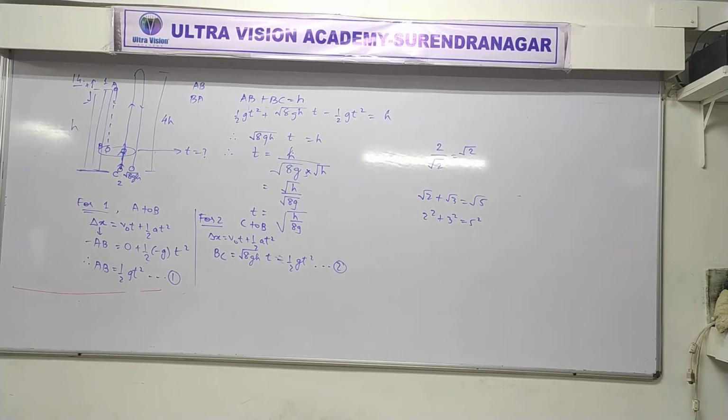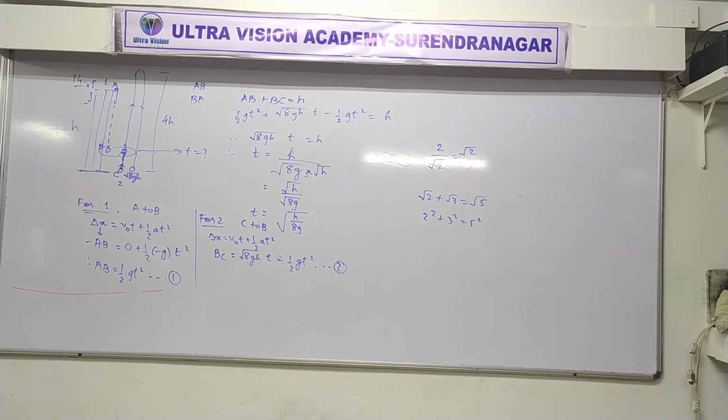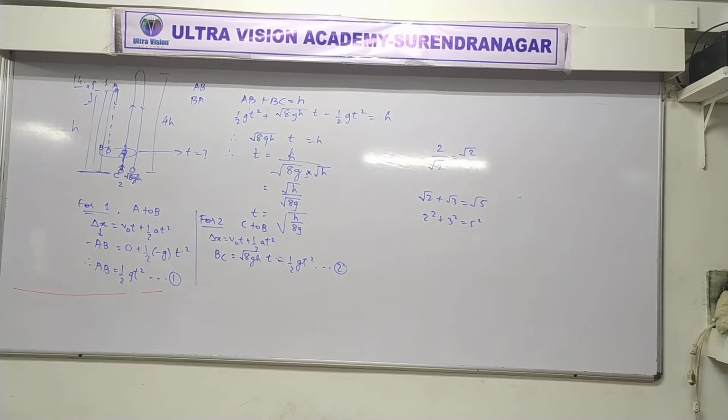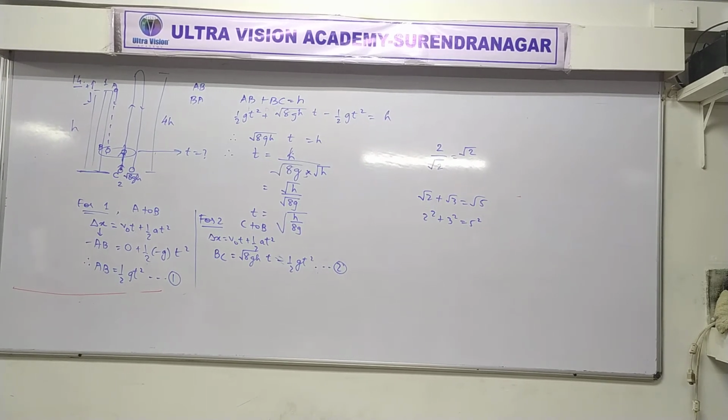A body is released from top of tower of height h. It takes time t to reach the ground. Draw the diagram. Come on.